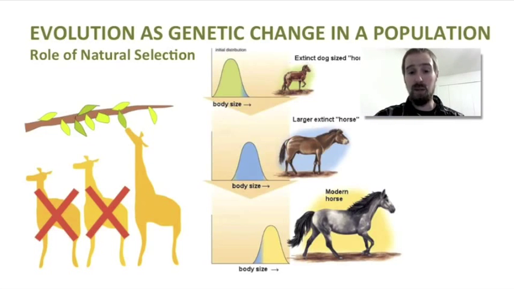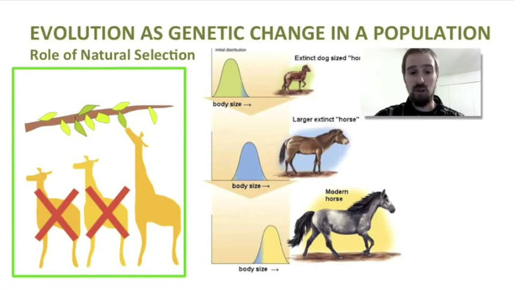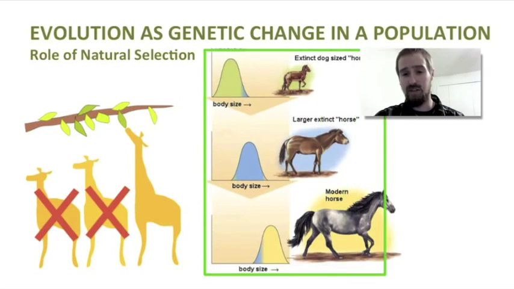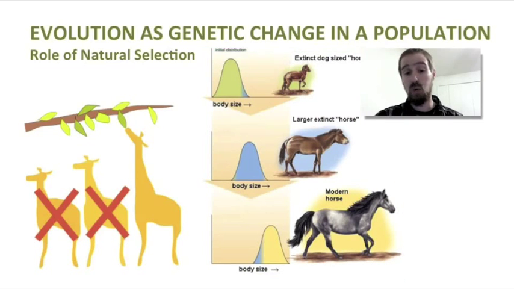Our giraffe example is a good example of directional selection, as was the process that led to the evolution of the modern horse. That is, if you're thinking about both of these traits in the Darwinian sense and not the Lamarckian sense, because remember, giraffes didn't get a longer neck simply by stretching.